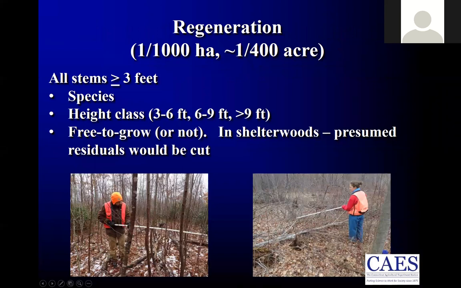So what we did is we tallied every stem that was at least 3 feet high. We looked at the different height classes, whether or not they're free to grow, and I'll explain that in a second. And when we went into shelterwood stands, we presumed that all the residuals would be cut when we were assuming whether or not the tree was free to grow.